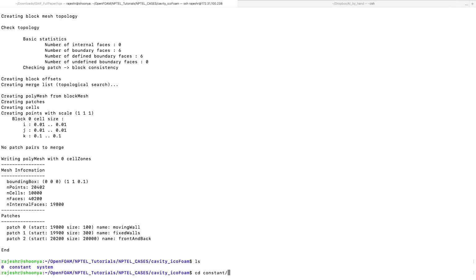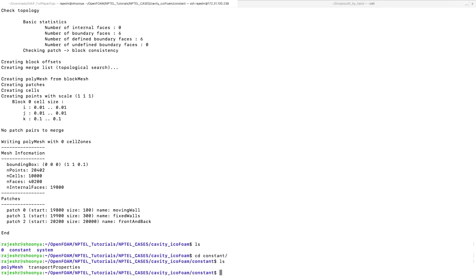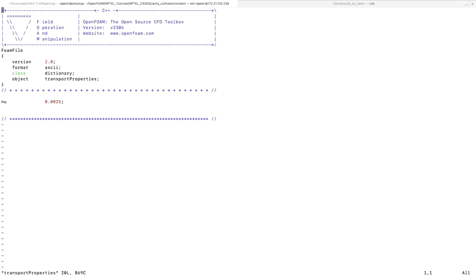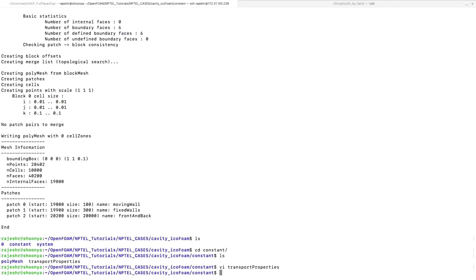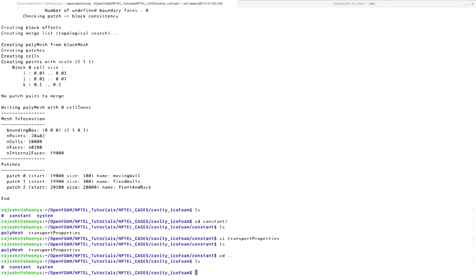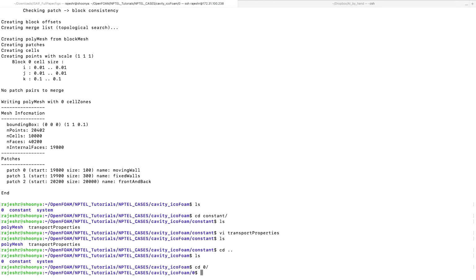Now, you have to finalize what kind of flow that you want to simulate. So, you can go to the transport properties, and all you need to provide here is nu, the kinematic viscosity. If it is a turbulent flow, then you have to give the other properties also, like the turbulence model that you want to use, but right now only the viscosity is enough because we are solving a laminar flow. Now, you go back and then you have to provide the initial condition and the boundary condition, right.